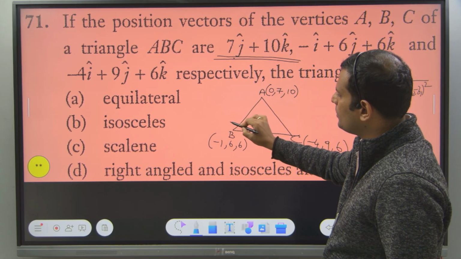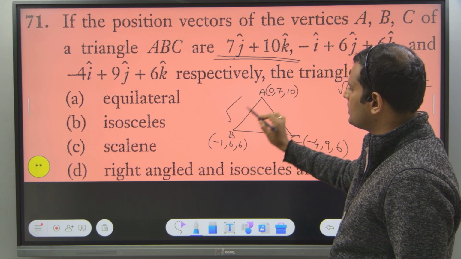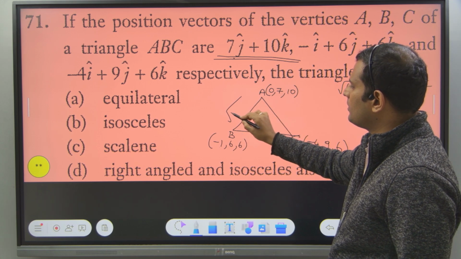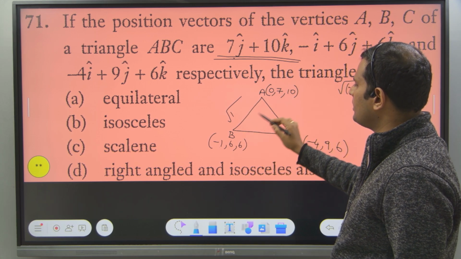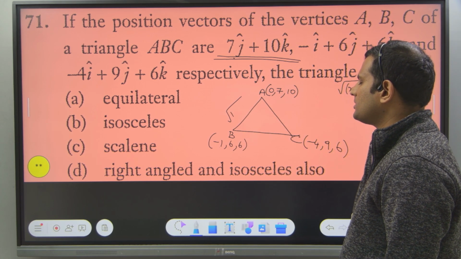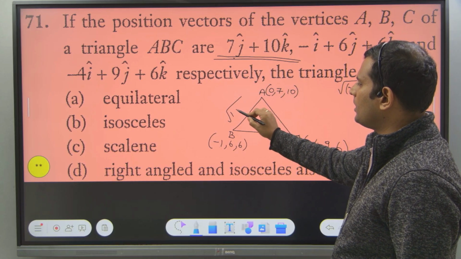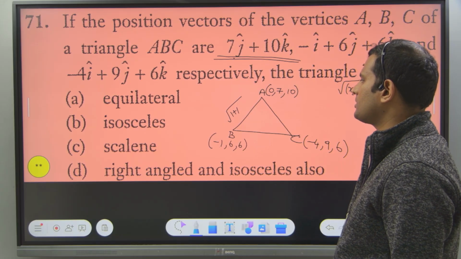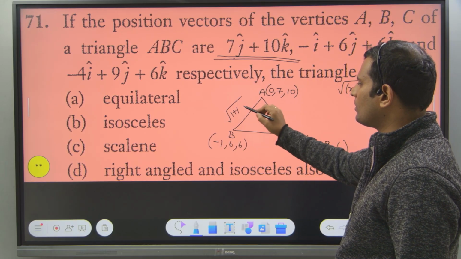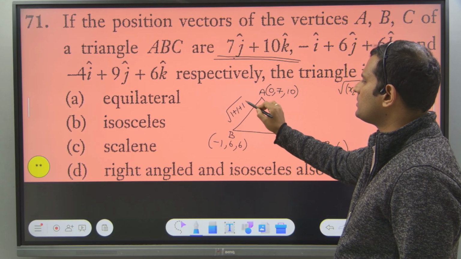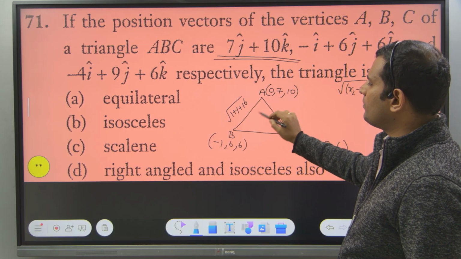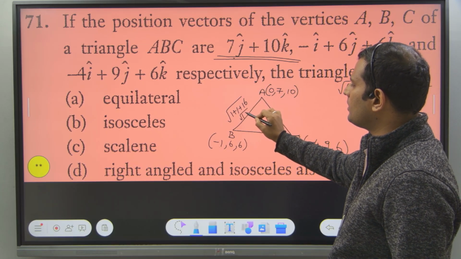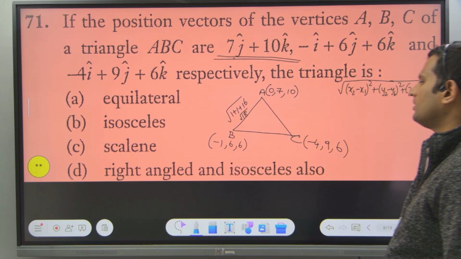You will get root of 0 minus of -1, that is 1. 1 square is 1. 7 minus 6, how much is 7 minus 6? 1. Square it, you get 1. Then 10 minus 6, 4. 4 square is 16. So for the first side AB, how much is the answer? Root 18.